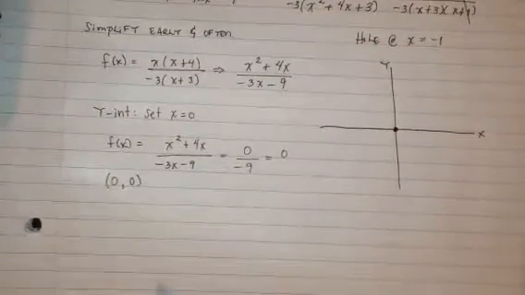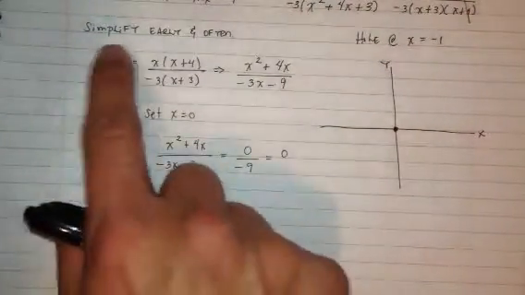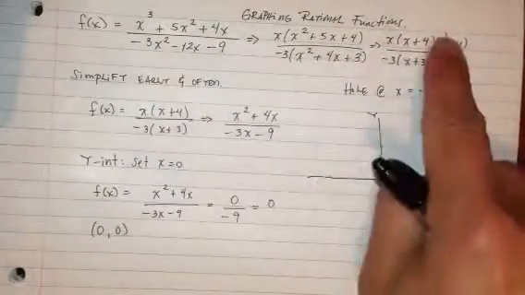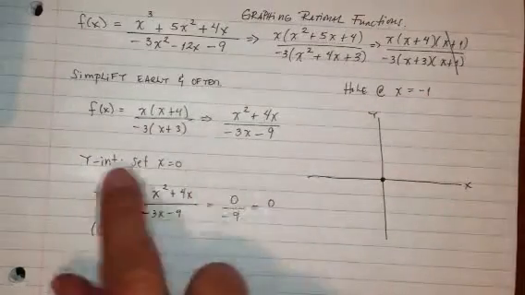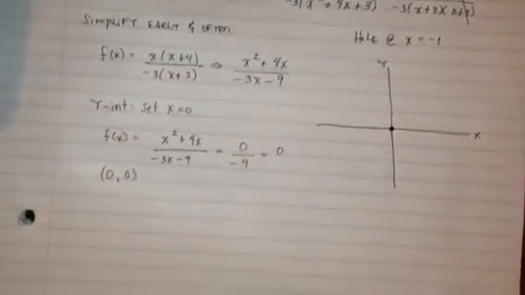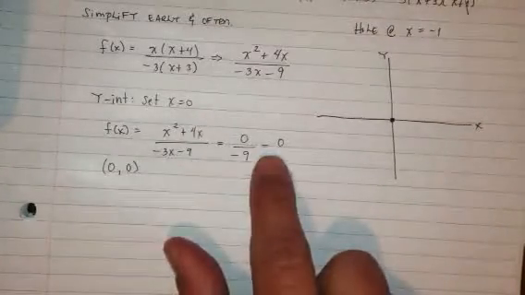So I simplified it, I factored it out. I simplified this, I crossed it out. I know I have a hole at x equals -1. I found my y-intercept. I set x equal to 0, and I got that.